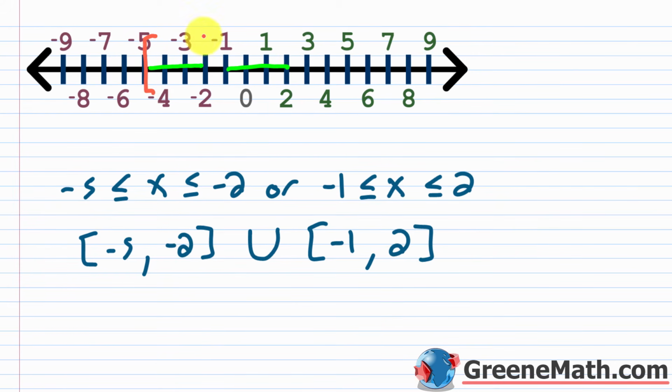So I want a bracket at negative 5 and a bracket at negative 2, and then a bracket at negative 1 and a bracket at 2. So let me make this a little bit better. I'll just use this same color. So basically, x can be any number that is negative 5 and going up to and including negative 2, or any number that starts with negative 1 and going up to and including positive 2.